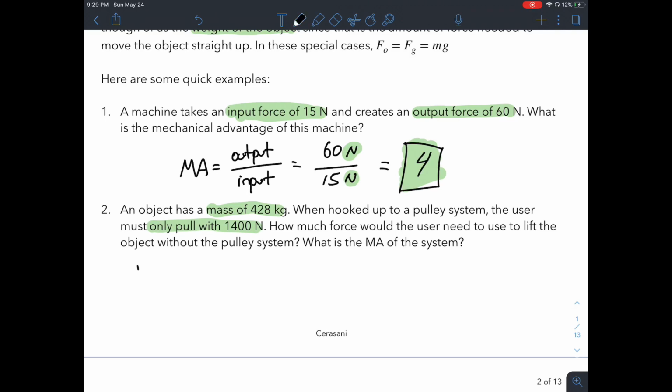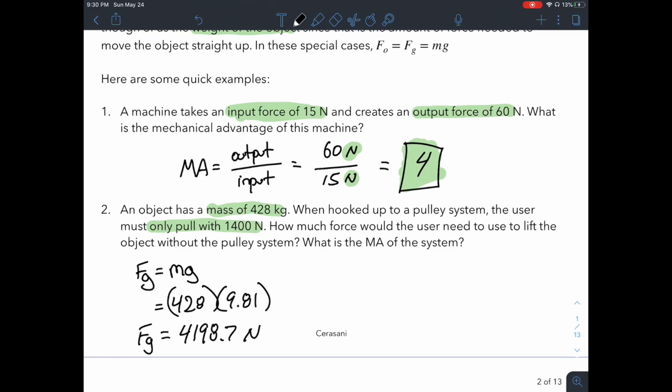Okay, but even before we finish reading the question, if we look at the weight of the object, this force of gravity, which is mg, this 428 kilogram object times 9.81, gives us 4,198.7 newtons. That's how much force we need to lift this thing up, so that right there has to be our output force. That is what we need as an output.